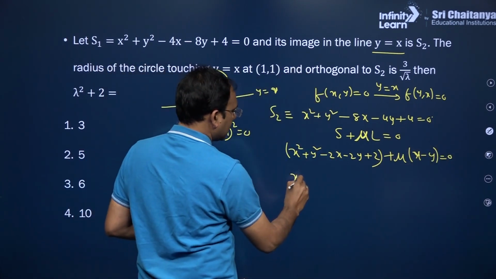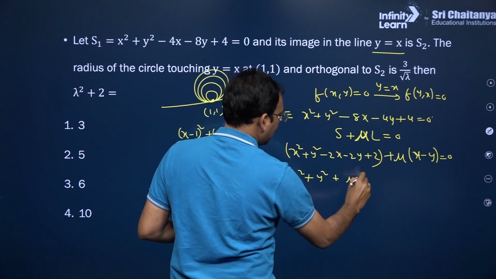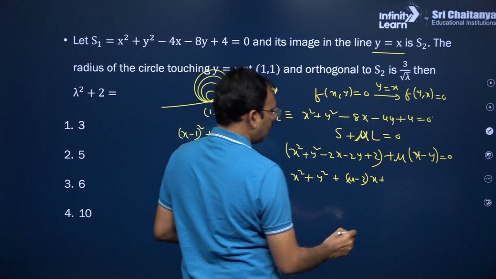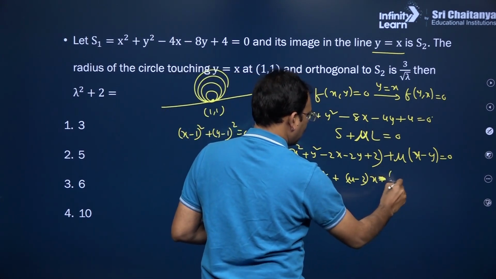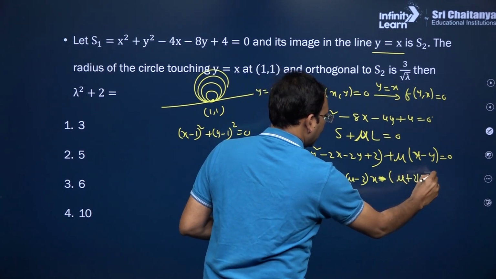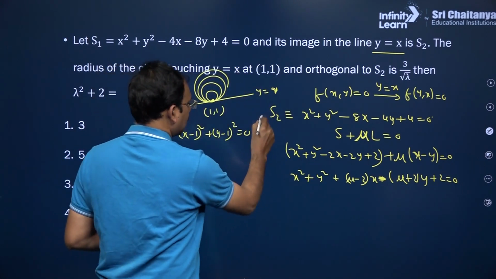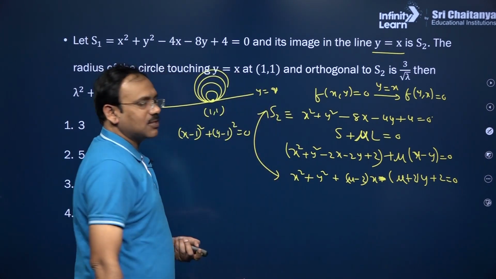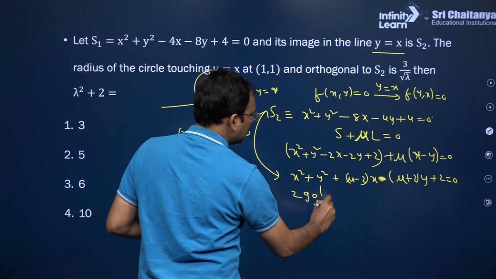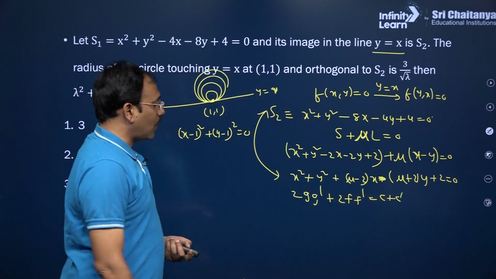Why don't I write it as x square plus y square plus (mu minus 2) into x, and you can say minus of (mu plus 2) into y plus 2 equal to 0. Now, this circle and this circle, these two are orthogonal to each other. 2g g dash, we can apply the condition 2g g dash plus 2f f dash is equal to c plus c dash. So, what is 2g?